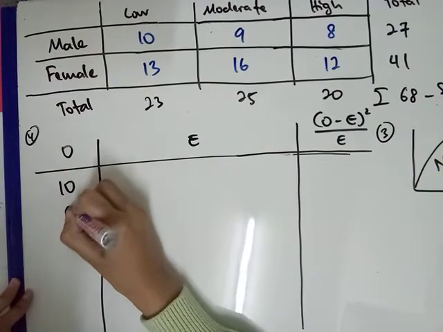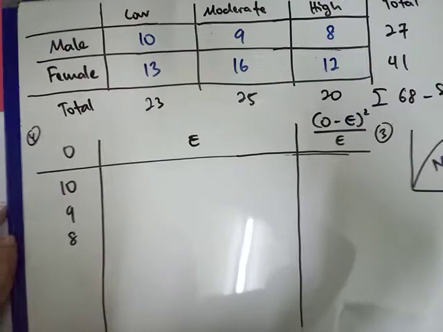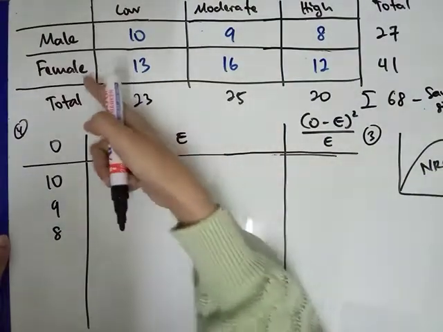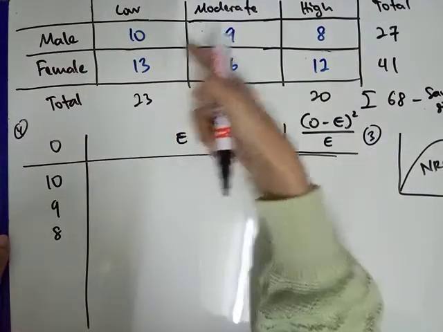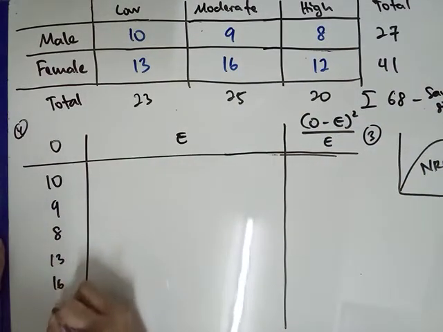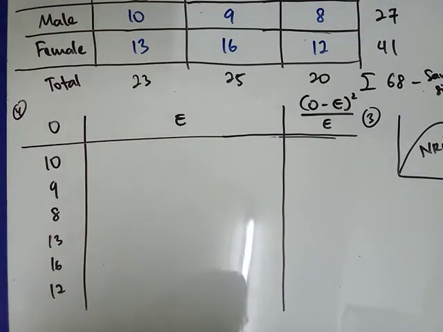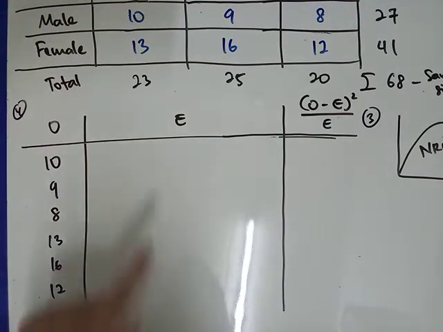10, 9, 8. Okay, ikut susunan. Boleh nampak tak? Okay, and then second row is female. 13, 16, 12. Okay, ikut urutan. Okay, and then for E, what is E?